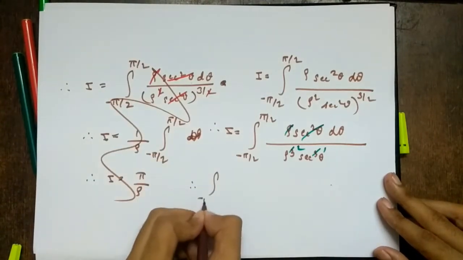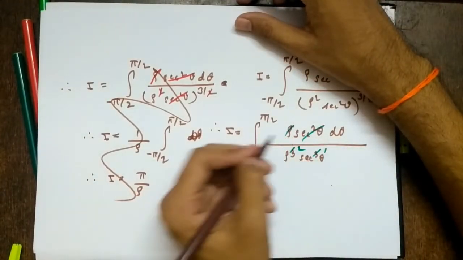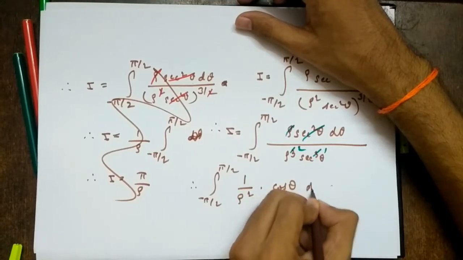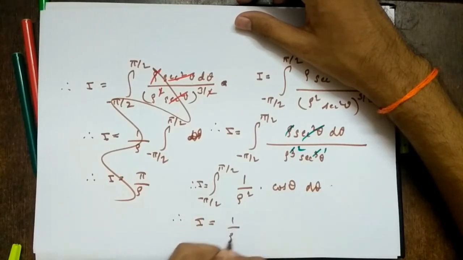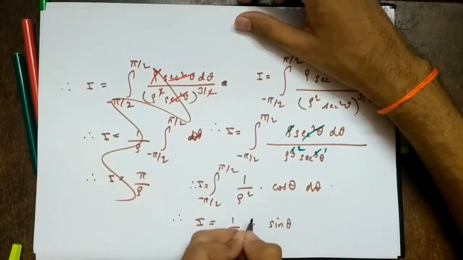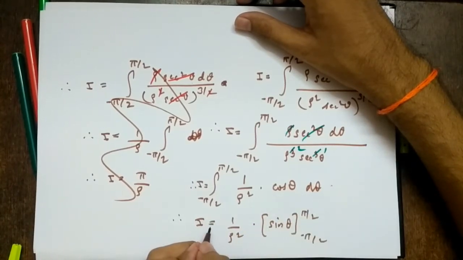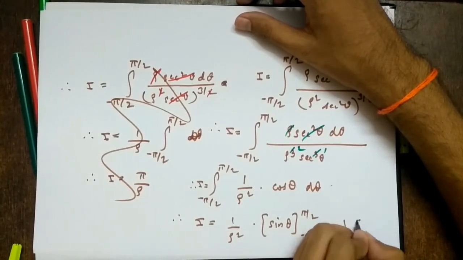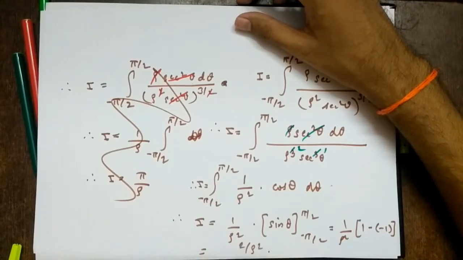So I is the integral from minus pi by 2 to pi by 2 of 1 upon rho square into 1 upon secant theta, so cos theta d theta. Therefore I equals 1 by rho square, which is constant, times the integral of cos, which is sin theta, between the limits minus pi by 2 to pi by 2. So sin pi by 2 minus minus sin pi by 2 gives 1 by rho square into (1 minus minus 1), so it is 2 by rho square.